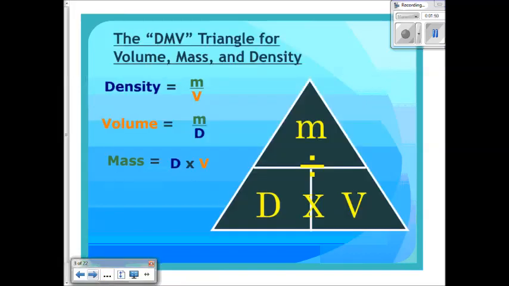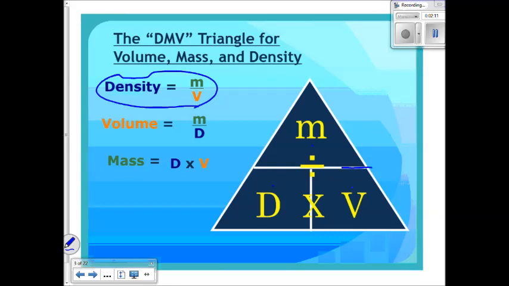Now we use the handy dandy triangle chart. It is solving for variables just like you would in algebra. The overall equation is this one. However, if you do the DMV triangle, like so, this line right here is going to represent a division. This line right here is going to represent a multiplication. I'm not sure if you can see that in the way the diagram is. So any of the missing variables, you can figure out what to do.